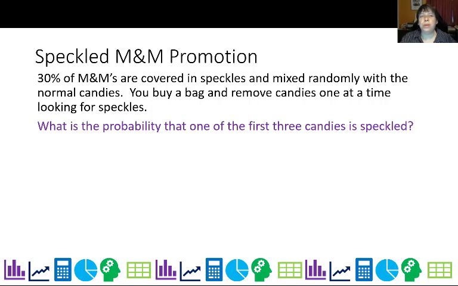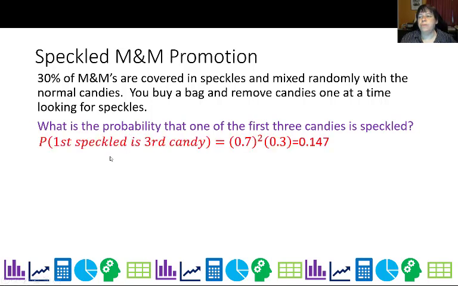Well, I'm going to just work out one case where the first speckled one is a third. So I'm going to get regular, regular, speckled. So that means I'm going to do 0.7, because the probability of not getting a speckled is 1 minus 0.3, 0.7. So I'm going to do 0.7 times 0.7 times 0.3. And I get 0.147. So that's one way to get just one speckled candy.